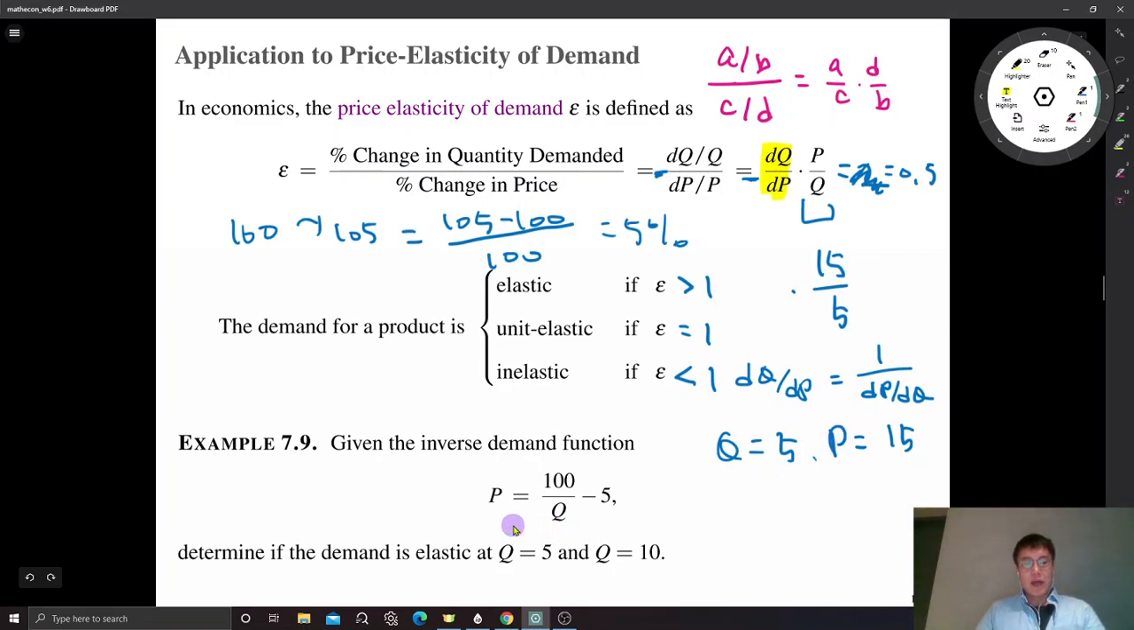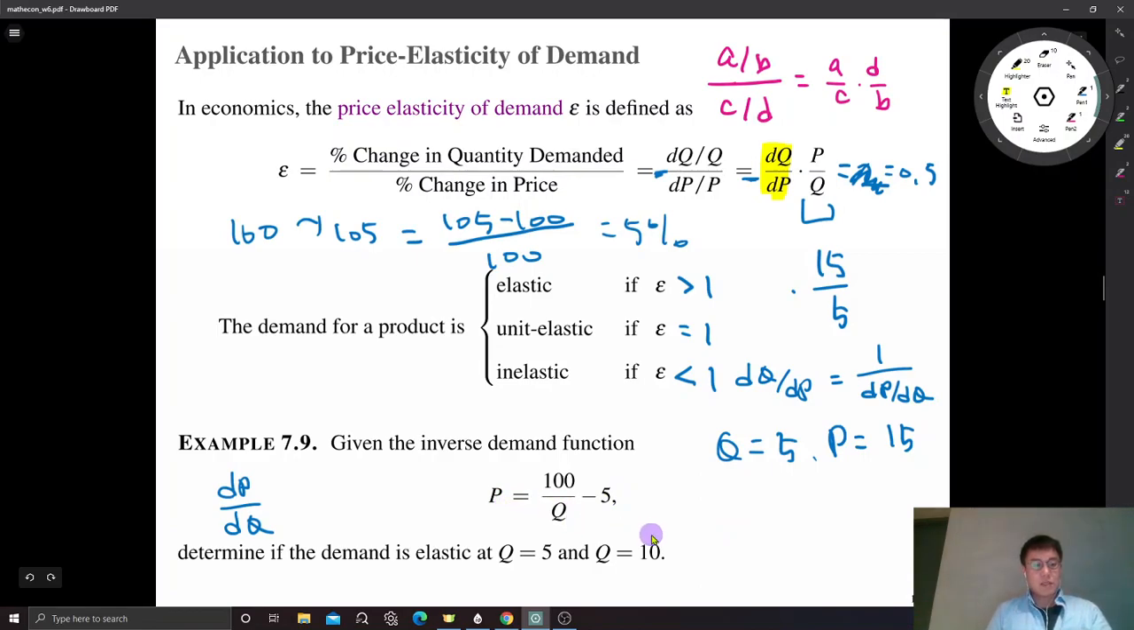So we don't have to find the inverse function of this given demand function. Just using this relation, we can find dq over dp. So here we are given the demand function as a function of q. So we can find the dp over dq just by taking the derivative of this p with respect to q.